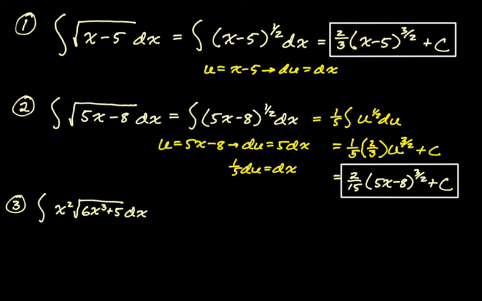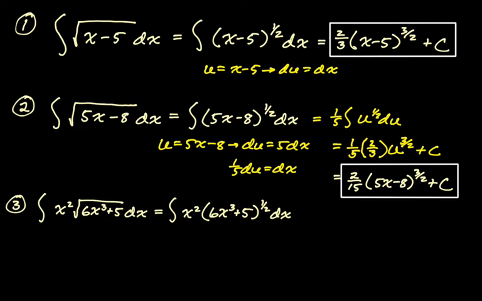try u as the thing inside the radical, which means that the coefficient there, that x squared, is probably just a part of du, and you probably don't really need to worry about it. You just do your substitution and see what happens. So I'm going to rewrite this with rational exponents and then try to take care of it. So x squared just hangs out. We're going to get 6x cubed plus 5 to the 1/2 dx.